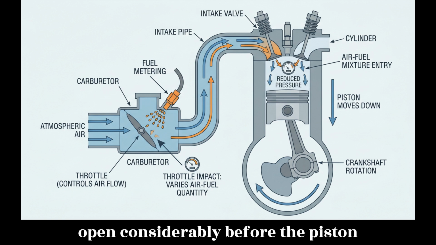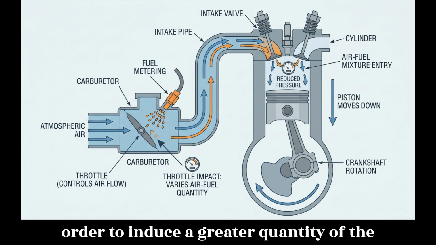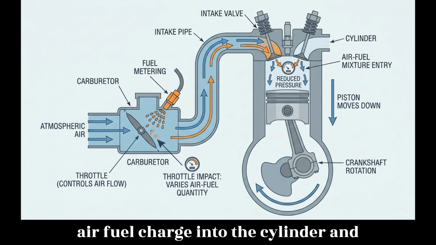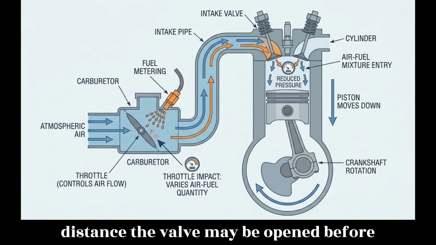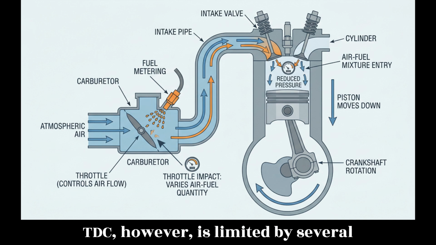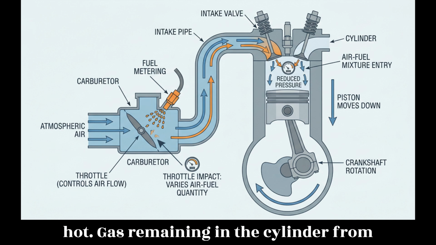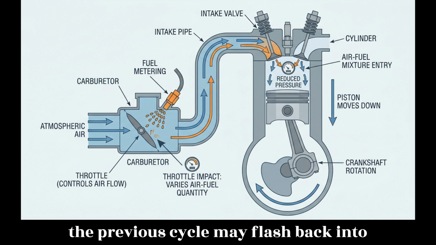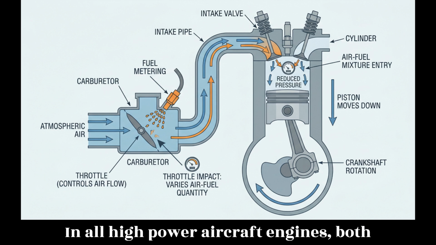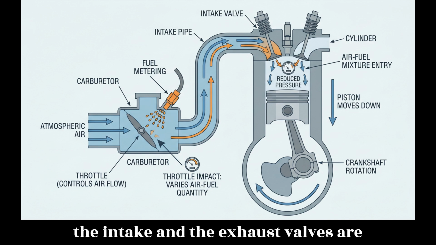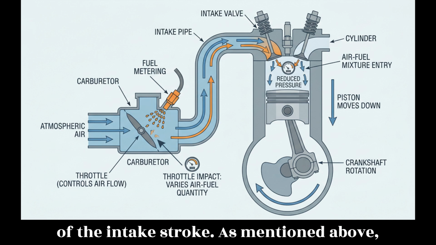The intake valve is open considerably before the piston reaches TDC on the exhaust stroke, in order to induce a greater quantity of the air-fuel charge into the cylinder and thus increase the horsepower. The distance the valve may be opened before TDC, however, is limited by several factors, such as the possibility that hot gases remaining in the cylinder from the previous cycle may flash back into the intake pipe and the induction system. In all high-power aircraft engines, both the intake and the exhaust valves are off the valve seats at TDC at the start of the intake stroke.